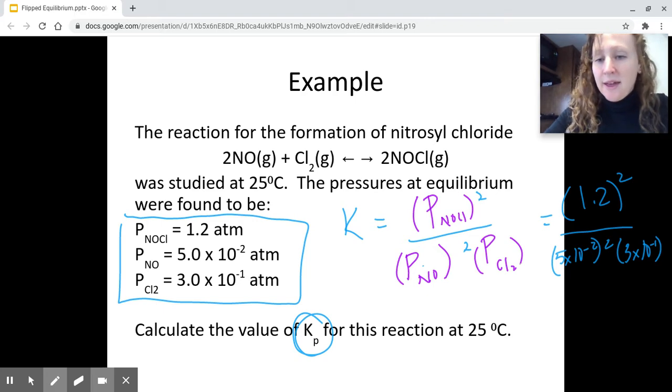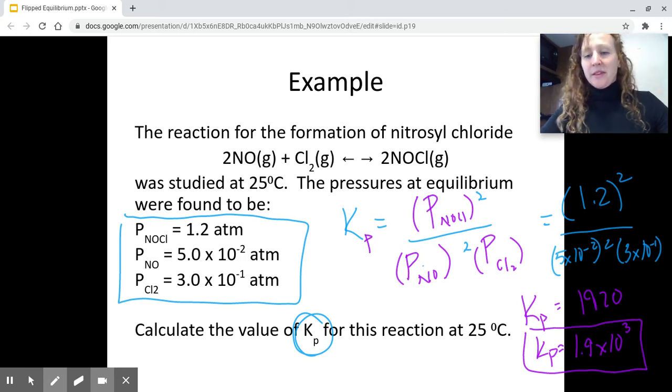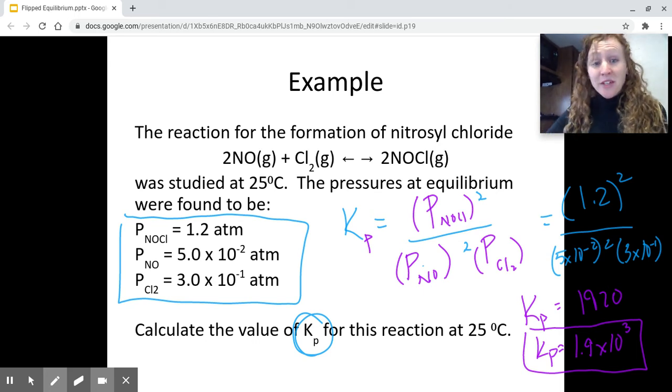All right, and the Kp I get is 1920. I'm just going to double check my sig figs. My sig figs are in terms of 2, so I'm going to write 1.9 times 10 to the third is equal to my Kp. There we go. So did you get something similar? And do you have any questions on that?